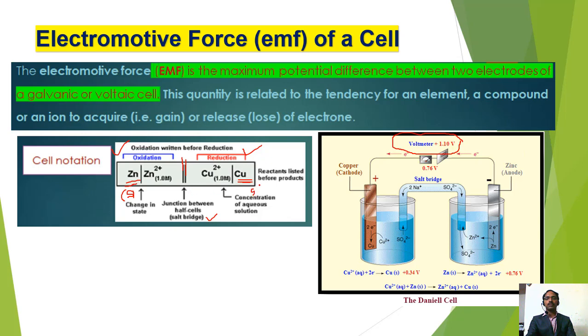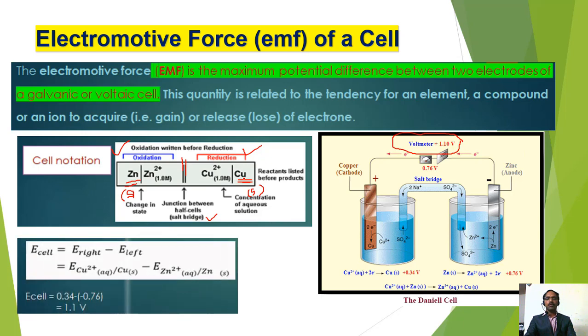Here copper is also a solid. And what information is this giving? This cell notation completely gives the chemical equation information. See, zinc is converting into zinc plus 2, that is oxidation, then copper plus 2 undergoes reduction, forming copper. So, this is the cell notation.